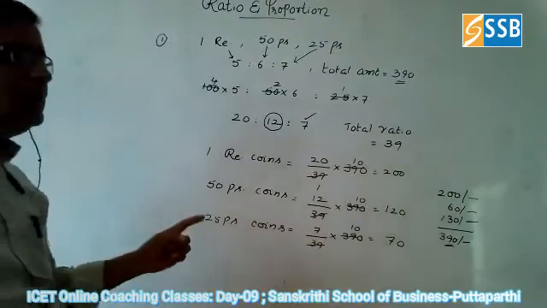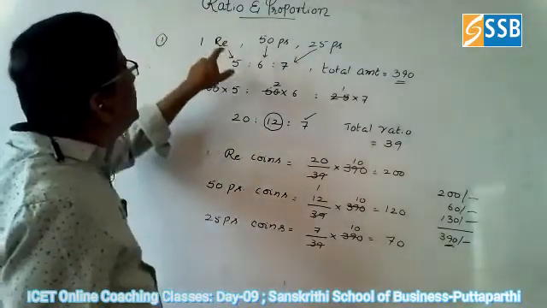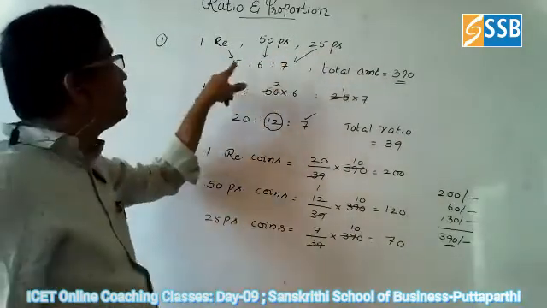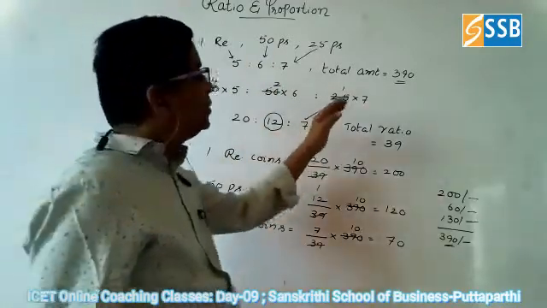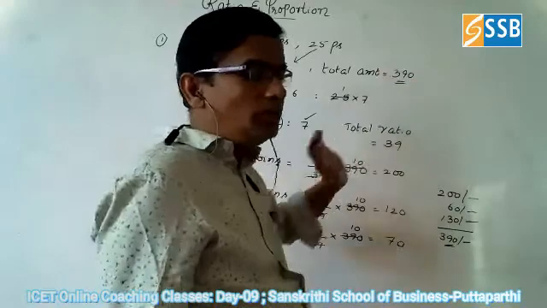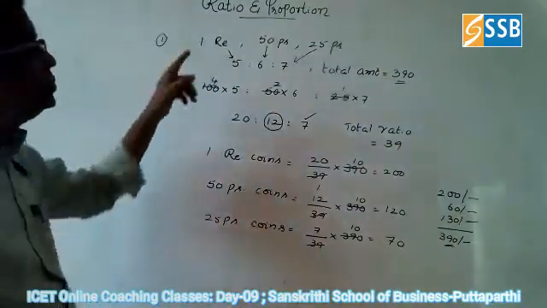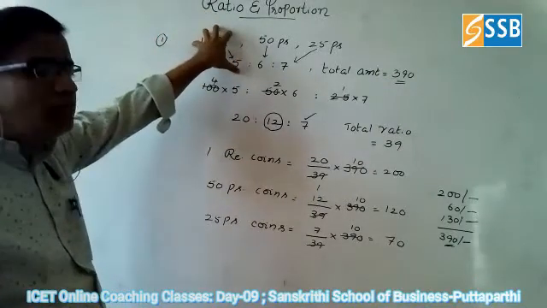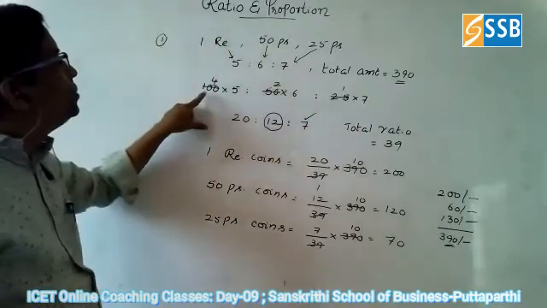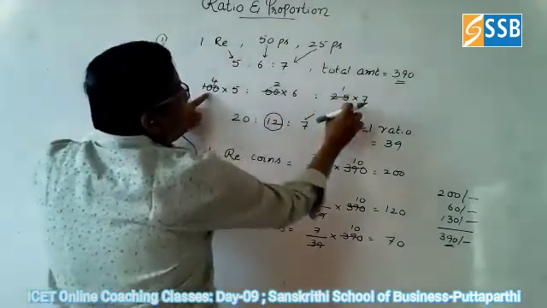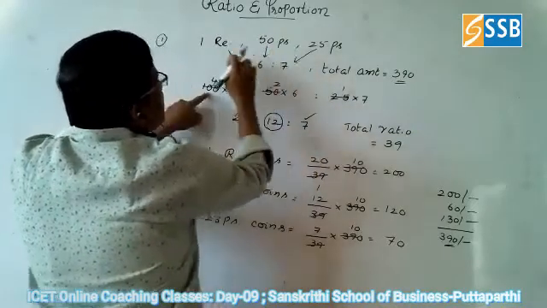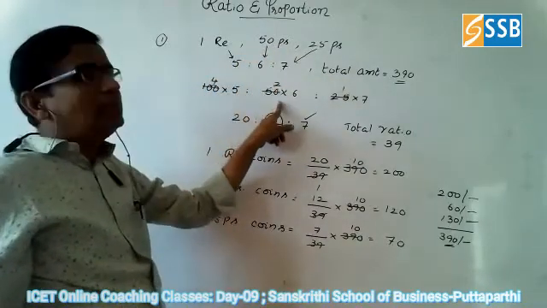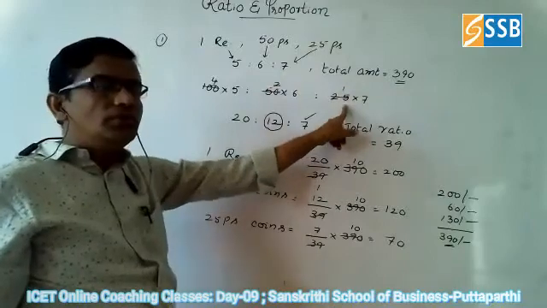See the question. A bag contains 1 rupee coins, 50 paise coins, and 25 paise coins in the ratio 5:6:7. But the total amount in the bag is equal to 390 rupees. So for that, what are we going to do? You want to find out the total cost of 1 rupee coins. 1 rupee is equal to 100 paise, because I am converting all into paise. 100 into 5, in the same way 50 into 6, in the same way 25 into 7.